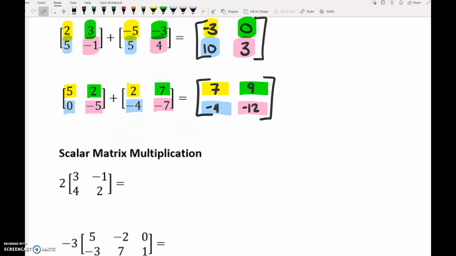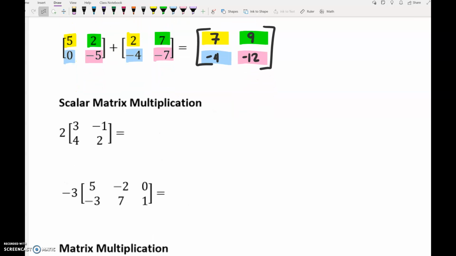I want you to take a guess. For scalar matrix multiplication, what do you think we're going to do with that 2? Do you feel like maybe distributing it? So 2 times 3 is 6, 2 times negative 1 is negative 2, 2 times 4 is 8, and 2 times 2 is 4. Ta-da! Scalar multiplication. Try the next one.